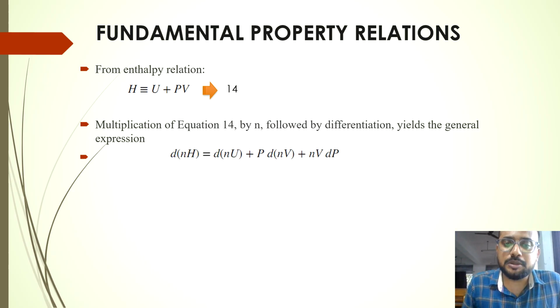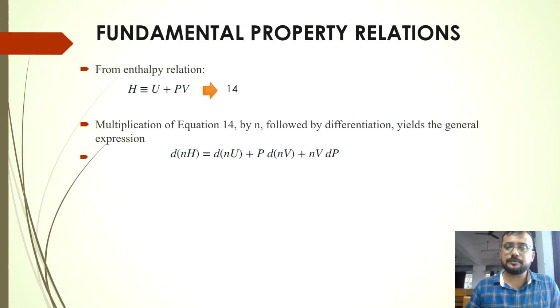d(nH) equals d(nU) plus P d(nV) plus nV dP. This is nothing but the multiplication of equation 14 by n, for the number of molecules present in the system, and after that the differentiation of equation number 14, which gives you equation number 15.